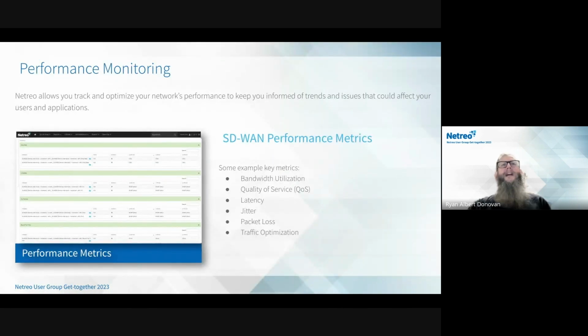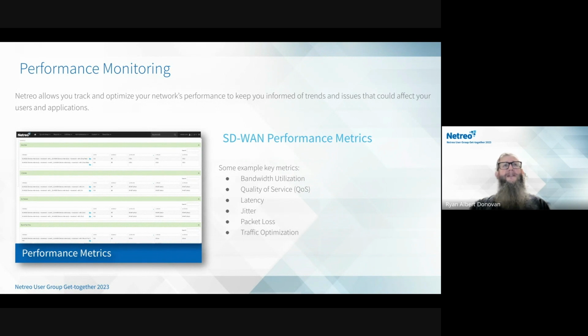Having explored the critical aspect of availability monitoring, now let's shift our focus to the equally essential domain of performance monitoring. Performance monitoring in the context of SD-WAN is all about optimizing your network's efficiency to ensure it meets the needs of your users and applications. In today's interconnected world, network performance directly impacts user experience, productivity, and the bottom line.